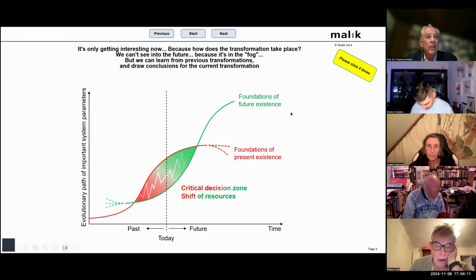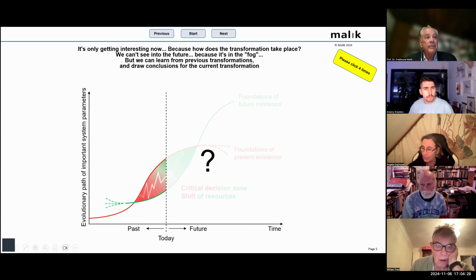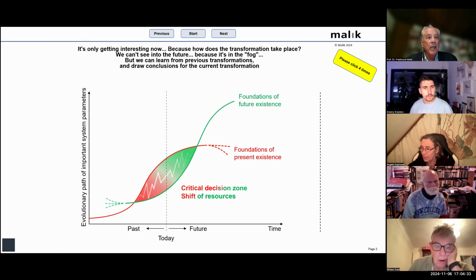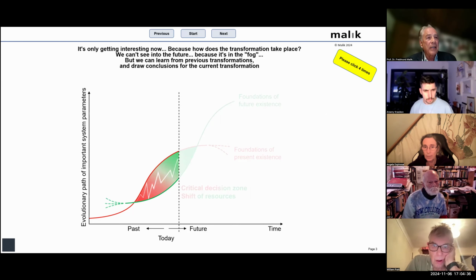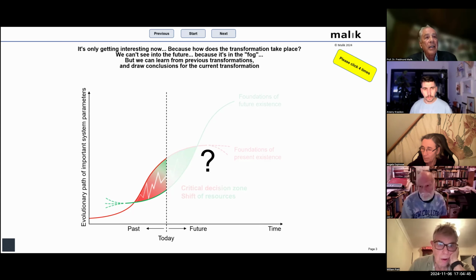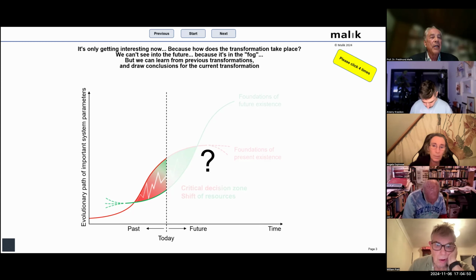And you see, the red one is the foundation of the present existence, the green one, the future existence, and in between, the critical decision zone with shifts of resources. So I go further. Now something of a line comes into the picture, and then you see the left side of the picture, and I had a question mark on the right side where the lines are.